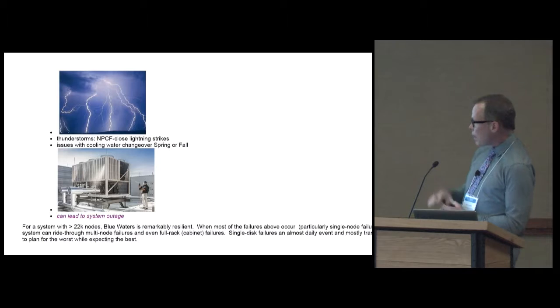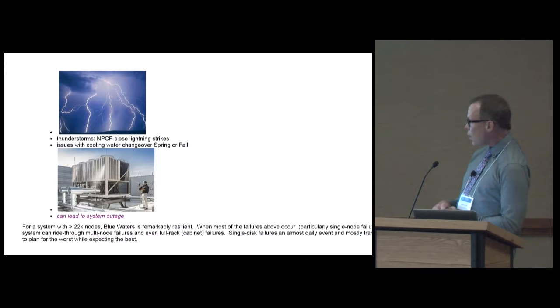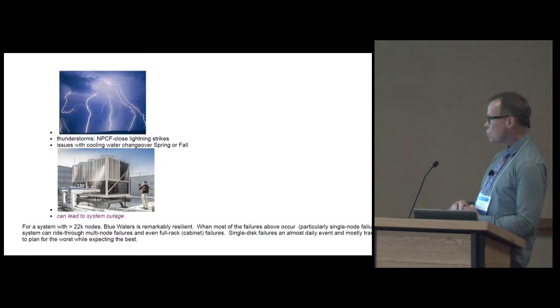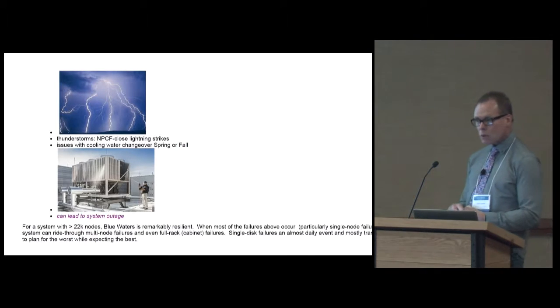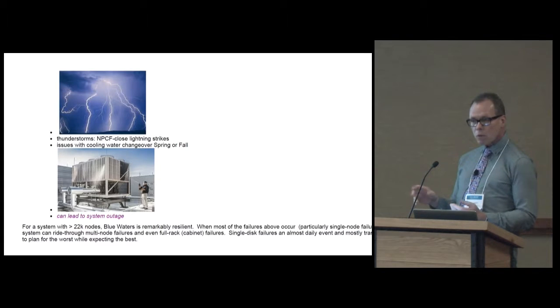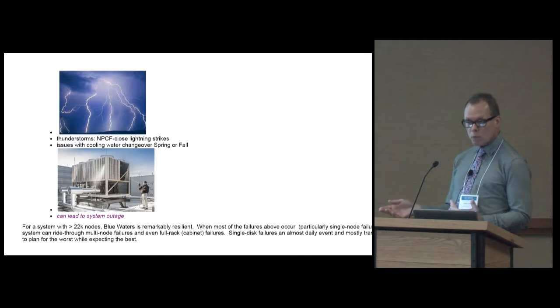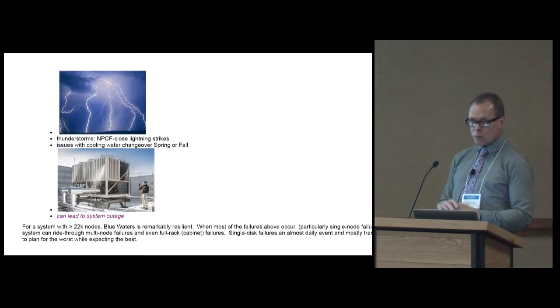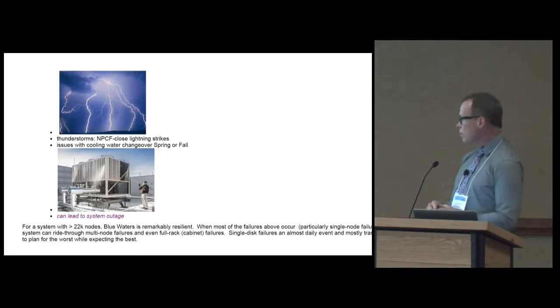In the past, we've had little blips with cooling water changeover, spring or fall, but those have become much smoother after year 1 or 2. So during the cooler parts of the year, we'll cool the machine with ambient outside air, and then we switch over to chilled water in the summer.